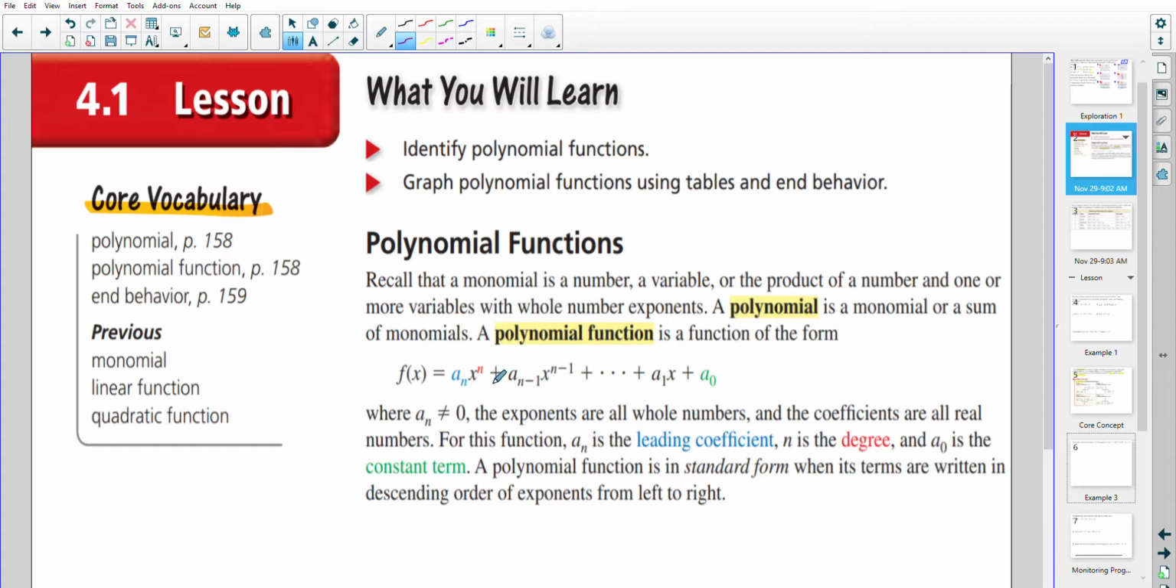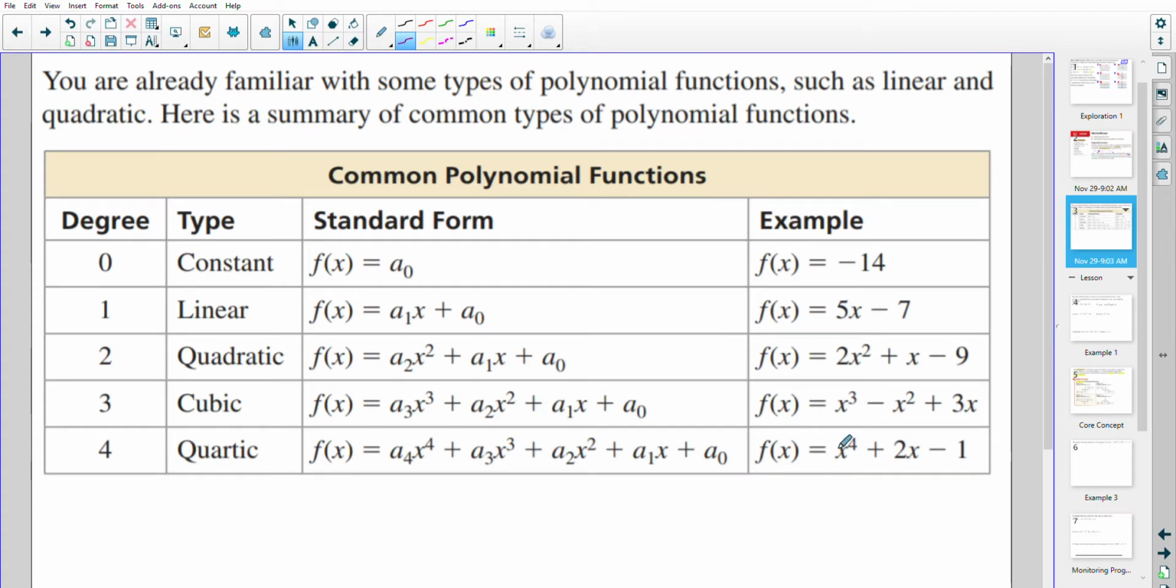You have a leading coefficient, which is your a sub n. You have your degree, often called the leading degree. That's the highest degree there. And you have a constant term, which is your last term, and that's going to be a number. If it ends in x, then your constant term is going to be 0. Also notice that degrees have to be whole numbers, and the coefficients have to be real numbers. And that's going to get into looking like this.